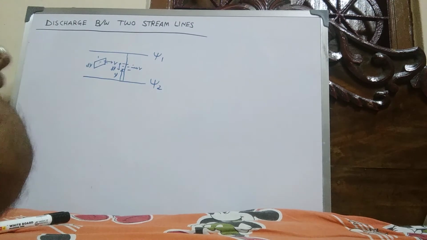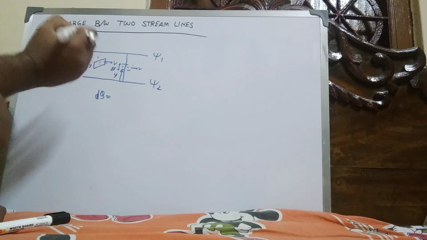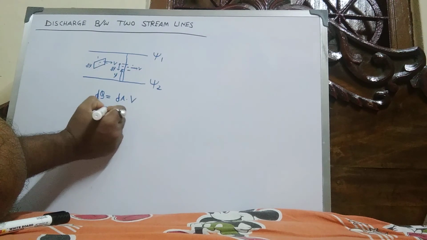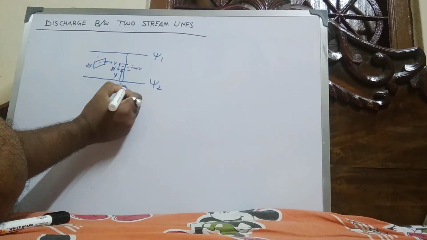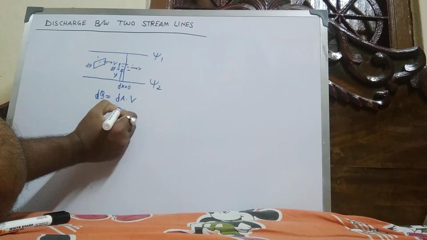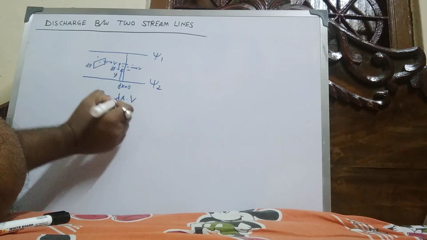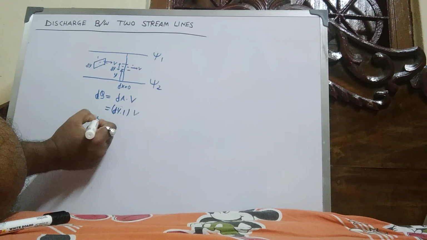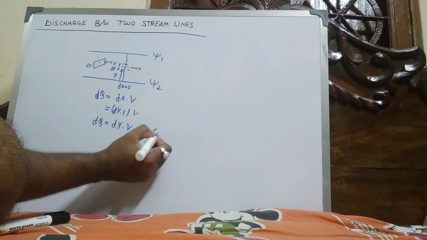This is the dy. Now we know the discharge dq equals dA into V. Here dx at this section is 0, so dA equals dy into 1, into V, so dq equals dy into V. This is equation number 1.